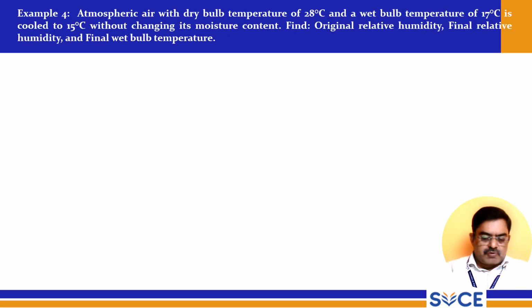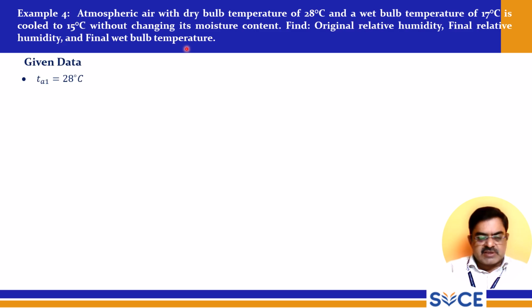So numerical 4, we will see one more example. This is atmospheric air with a dry bulb temperature of 28 degrees Celsius and wet bulb temperature of 17 degrees Celsius, cooled to 15 degrees Celsius without changing its moisture content. So find the original relative humidity, final relative humidity and final wet bulb temperature. So we have to find three parameters: original relative humidity, final relative humidity and final wet bulb temperature.